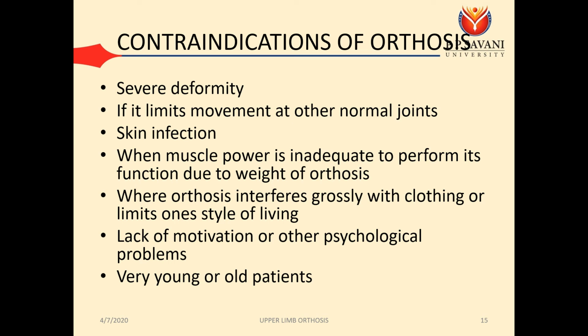Fourth, when muscle power is inadequate to perform its function due to the weight of the orthosis. You will be able to see this contraindication mainly in patients of neurological conditions where there is flaccid paralysis. In flaccid paralysis, there is no meaning of giving any type of orthosis. Why? Because the use of orthosis is to maintain or improve, but that improvement is not possible as there is no adequate muscle power.